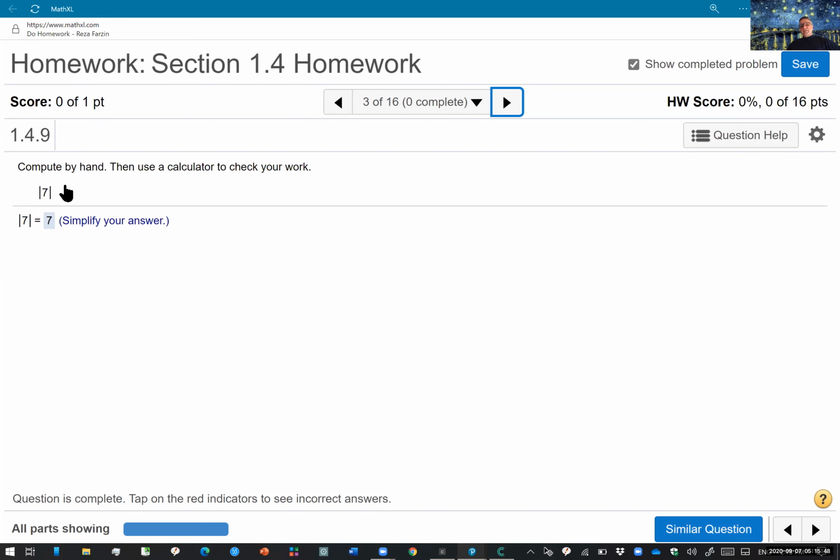Here, how do you read that? Do you know? Read that for me. Absolute value, right. You say the absolute value of 7. Okay. Good. And of course, remember, the absolute value of any number is the distance between that number and what?